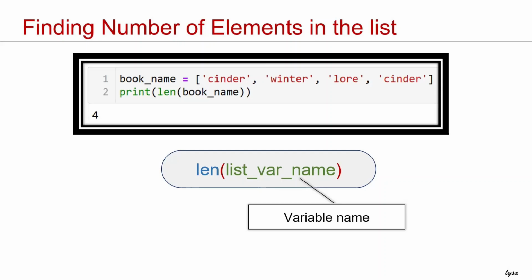This is shown using the example. Book name is the name of the list. To find the number of elements in the list, we pass to len the name of the list, which is book name. And since it returns the number of elements, we print it onto the screen using the print function.